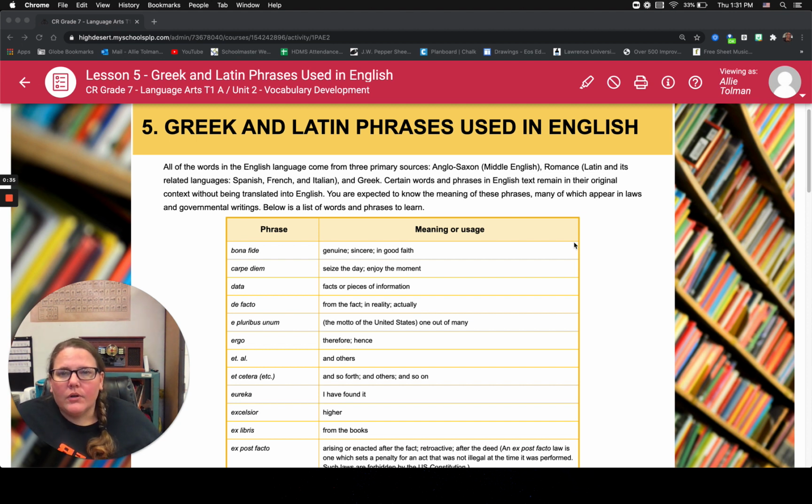So all of the words in the English language come from three primary sources: Anglo-Saxon, which is Middle English, Romance, Latin and its related languages, Spanish, French, and Italian, and Greek.